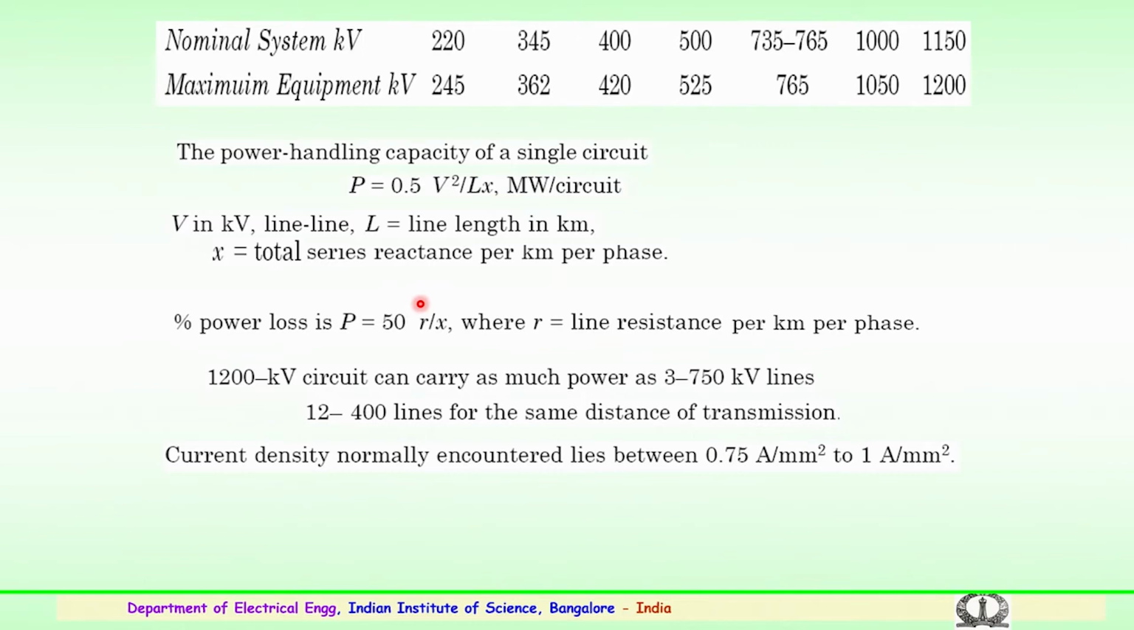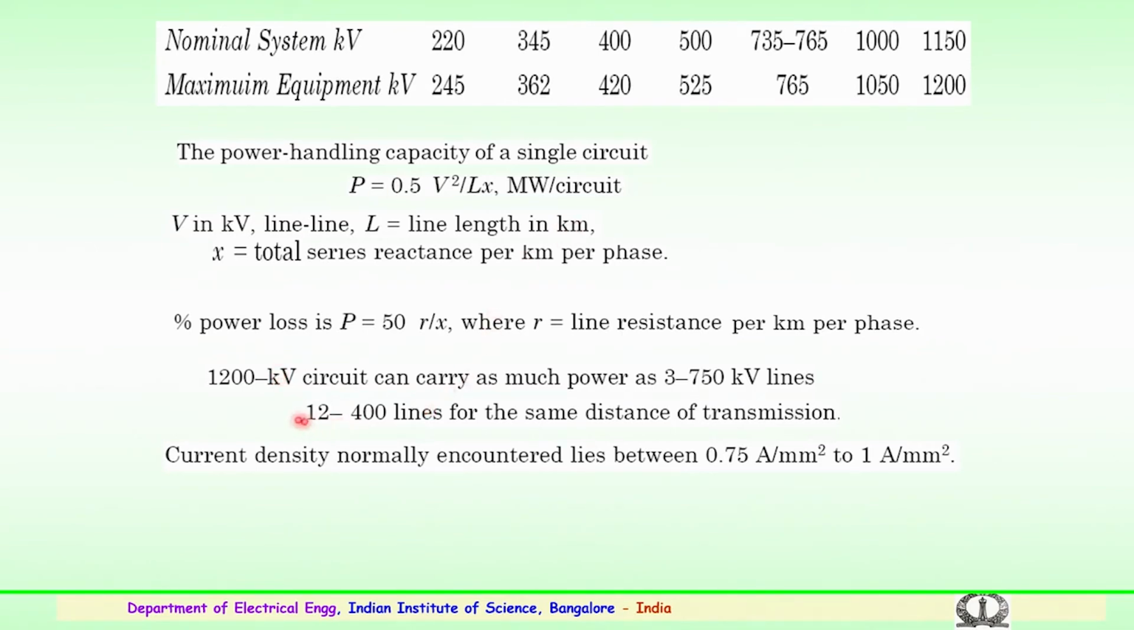So, very important. This is the simplest formula where you can estimate the power handling capability, either for a single or a double circuit, though there are changes in case it is a double circuit. This formula is for the single circuit power handling capability. Here the total percentage power loss is defined as 50 R by X, where R is the line resistance per kilometer per phase.